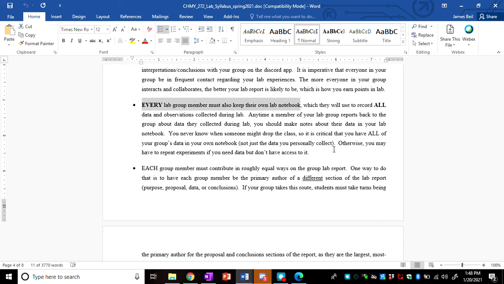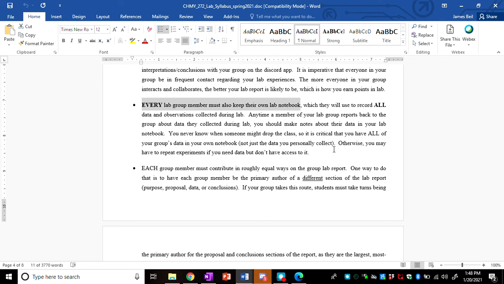So try to be as diligent as you possibly can to communicate frequently with the other people in your lab group, and just make sure you're sharing all of your lab data so that everyone has all the data. That way, even if everyone else in your group dropped except for you, you'd still be able to write the lab report.